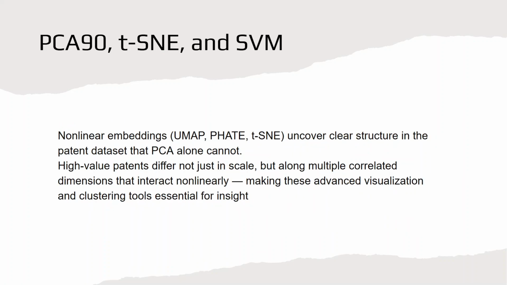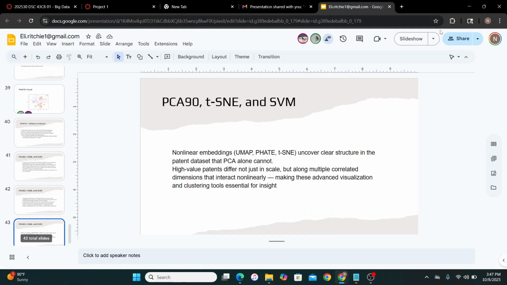The nonlinear embeddings, UMAP, PHATE, t-SNE, uncover clear structure in the patent dataset that PCA alone cannot. High-value patents differ not just in scale, but along multiple correlated dimensions that interact nonlinearly. Making these advanced visualization and clustering tools essential for insight. All right, that's everything.